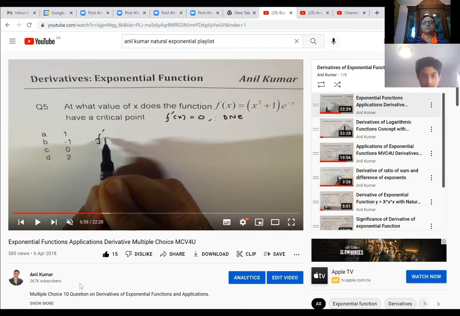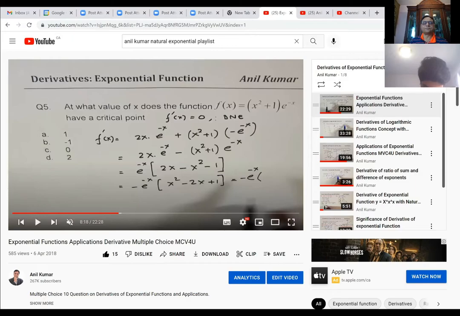So you can take e to the negative x common, right? Yes. Negative x and then 2x plus x squared plus 1 times minus 1. So it would be 1. Correct. Because x minus 1 whole square is what you are going to get, correct? Right. Correct. Perfect. Good job.